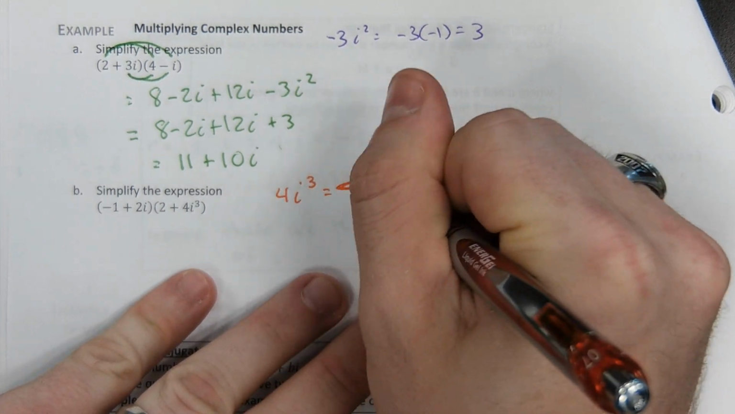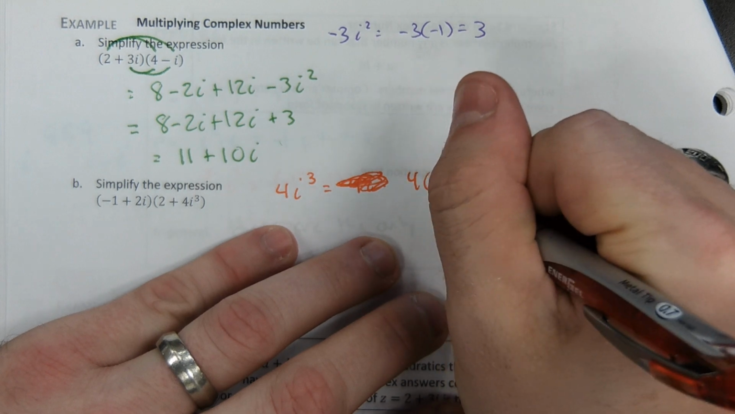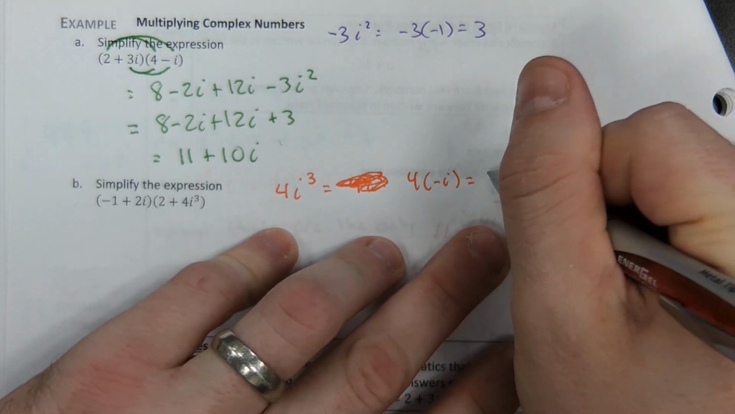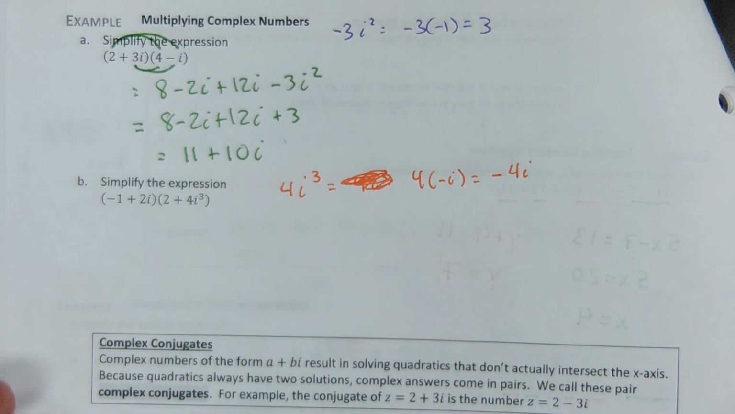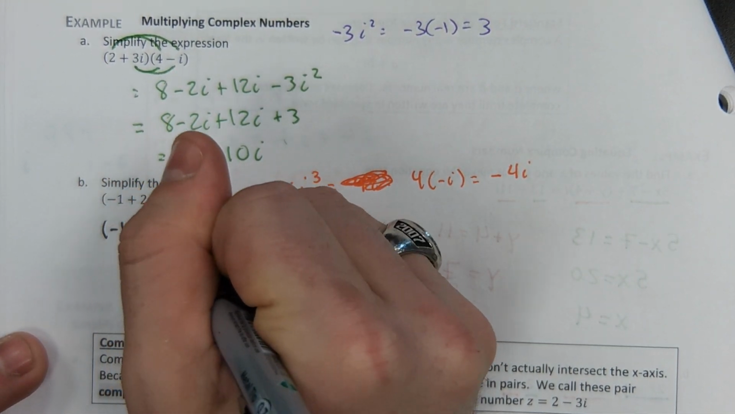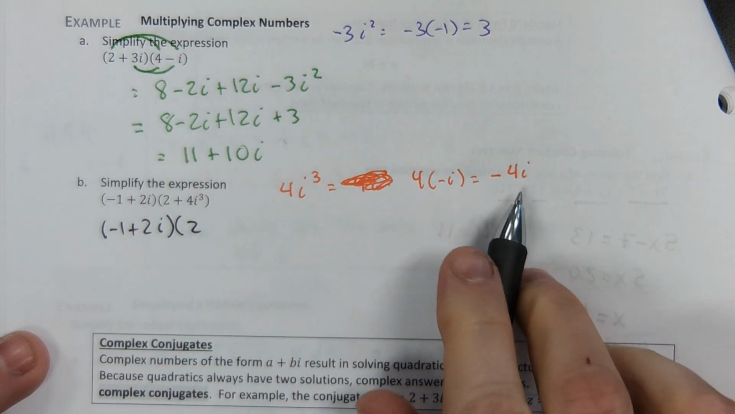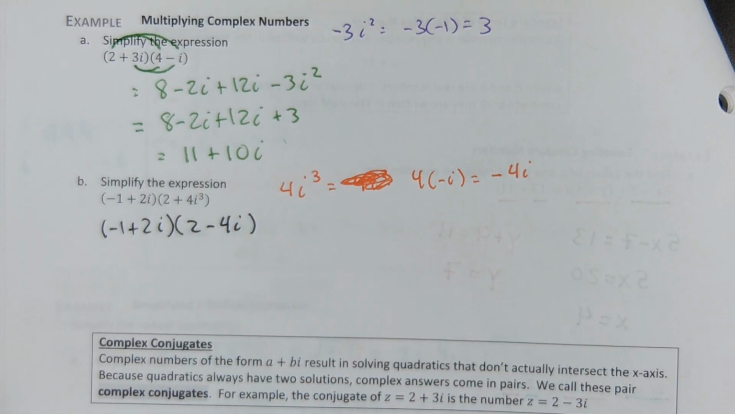What am I doing? i cubed is negative i. So this is just 4 times negative i, which is negative 4i. Rewrite this then as negative 1 plus 2i times 2 minus 4i. Now it's exactly like the one that we did above it.